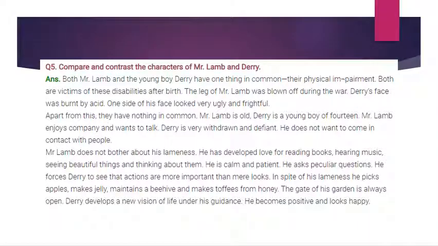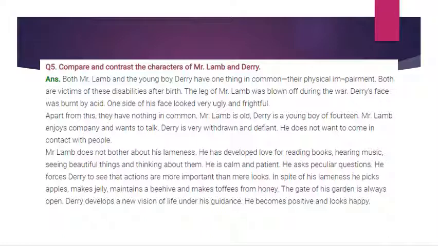Question number 5. Compare and contrast the characters of Mr. Lamb and Derry. You know that the story is revolving around these two important characters. One is Mr. Lamb, who is an old man, and Derry, a young boy. Both Mr. Lamb and the young boy Derry have one thing in common, the physical impairment. Both are victims of these disabilities after birth. The leg of Mr. Lamb was blown off during the war. Derry's face was burned by acid. One side of his face looked very ugly and frightful.